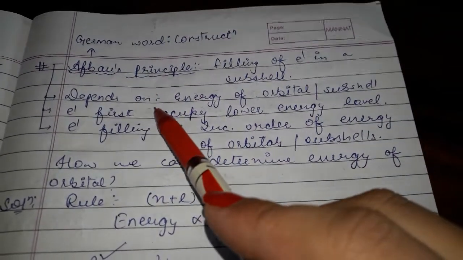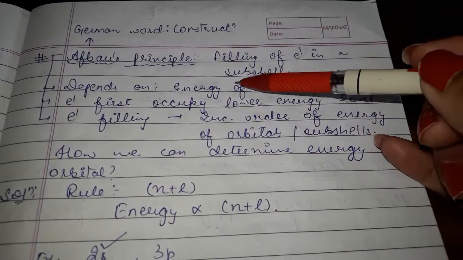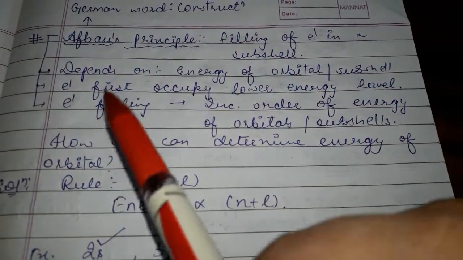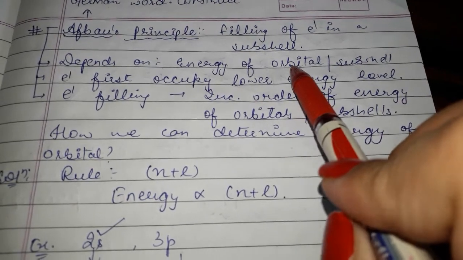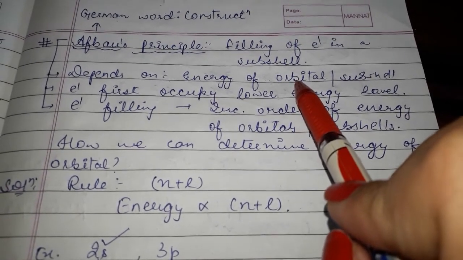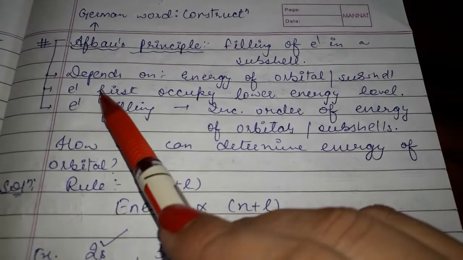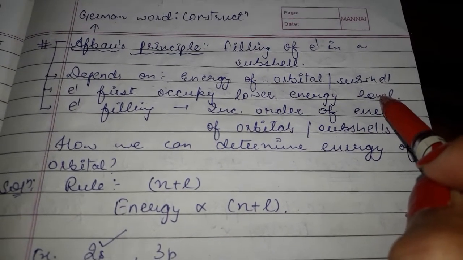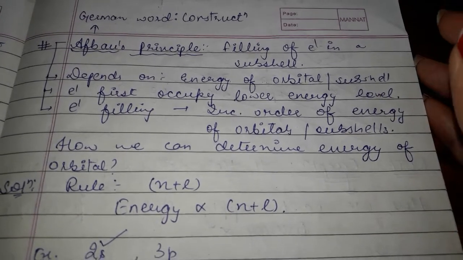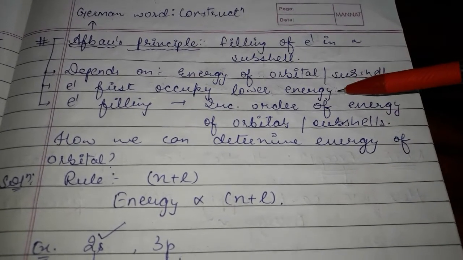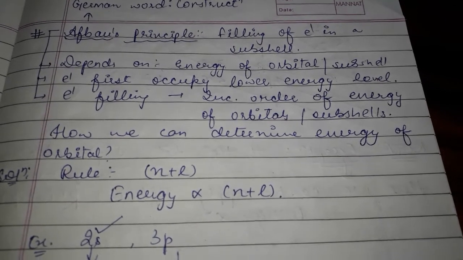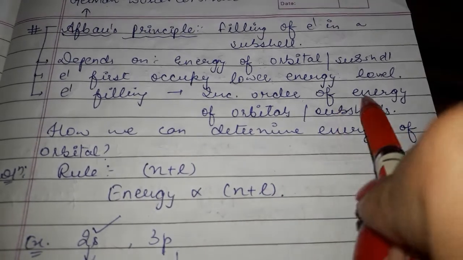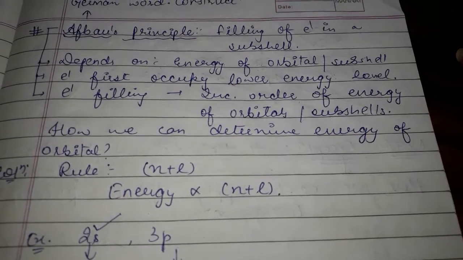Now, Aufbau principle depends upon the energy of the orbital or the energy of the subshell, you can say either. Now how will we know which orbital will get filled first? Electrons first occupy the lower energy level, because low or minimum energy means maximum stability. So electrons first occupy the lower energy level, and then the increasing order of energy will be followed, whether you say energy of orbital or energy of subshell.